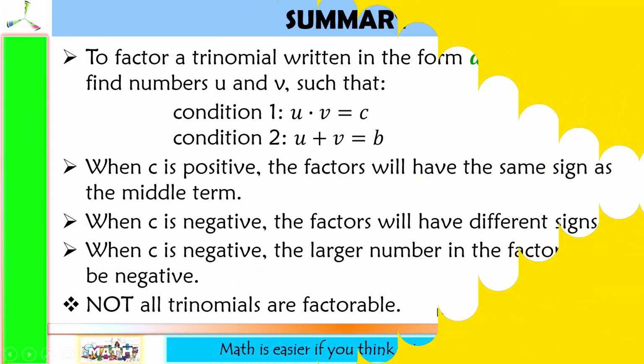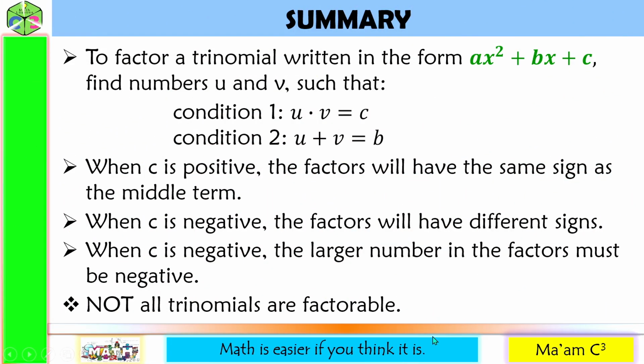For the summary, here are the things that we learned in this lesson. When factoring quadratic trinomial where a is equal to 1, you look for factors that when multiplied will give you c as an answer. And those factors when added will give you b as an answer.